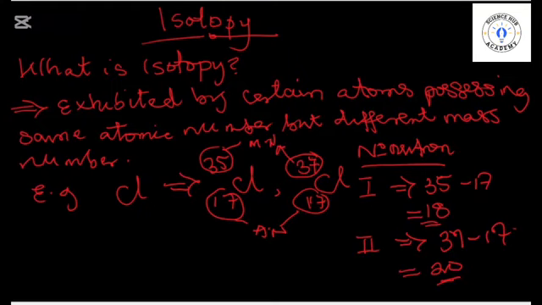Apart from that, we have other elements that exhibit isotopy, like hydrogen, carbon, oxygen, and of course chlorine, which we've mentioned. Several elements undergo isotopy, but the ones that are very prevalent, that we are supposed to know, are the following. First, the isotopic behavior of hydrogen.